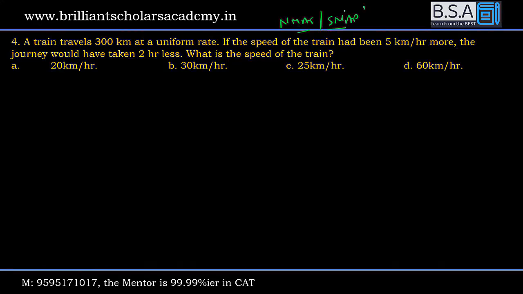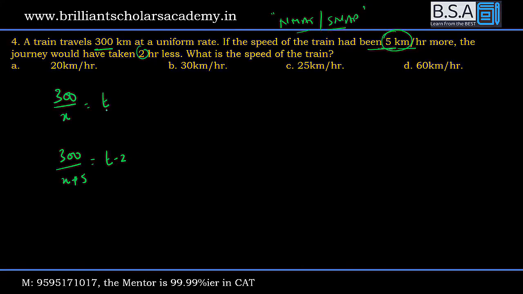In this, you might end up with an awkward equation. What is the train traveling? 300 kilometers. The speed of the train had been 5 kilometers per hour more. अगर speed ज़्यादा होता तो 2 hours less लगता. So we are saying 300 kilometers when traveled on normal speed takes some time t. 300 kilometers when traveled on a higher speed, the time taken is 2 hours less.